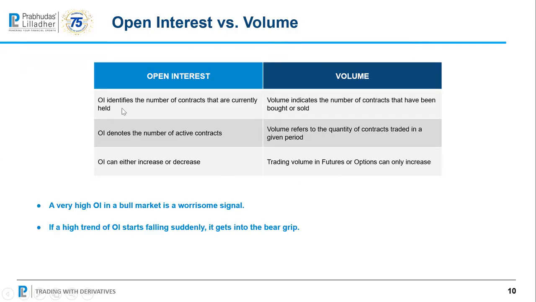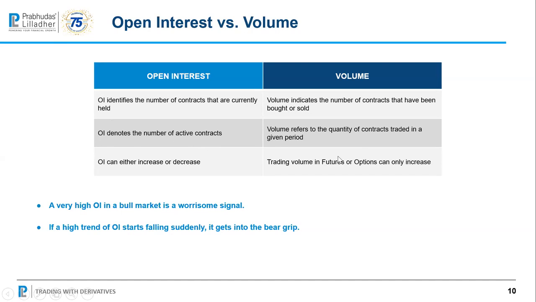Like I've said, OI identifies the number of contracts that are currently held. OI denotes the number of active contracts. OI can increase and decrease. The key difference between volume and OI is that one seller and one buyer together are one open interest, but in volume it would be two contracts.